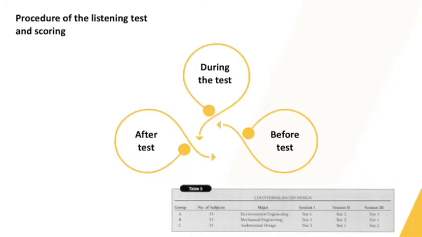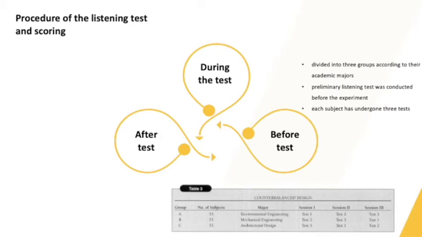There are 3 stages in the procedure of the listening test and scoring. Before the test, participants were divided into 3 groups according to their academic majors. Using the hypothesis of homogeneity of variance, a preliminary listening test was conducted. The results of the pre-listening test show that the 3 groups are homogeneous.